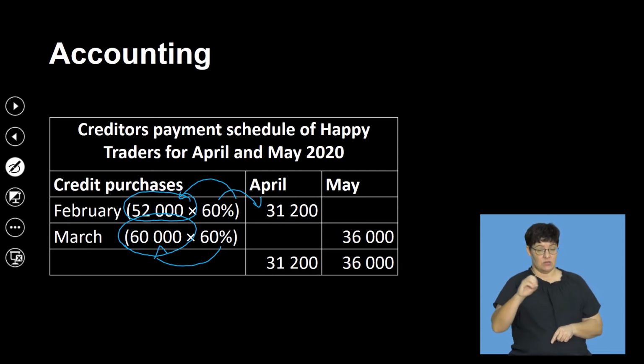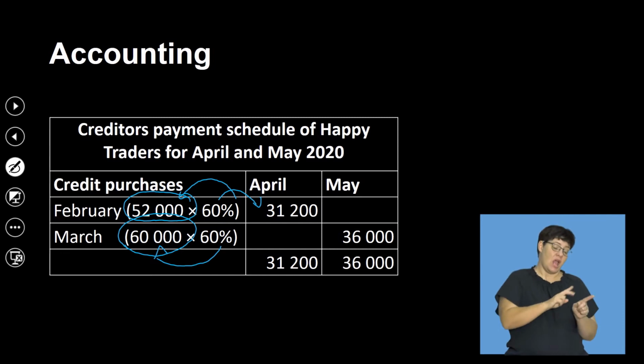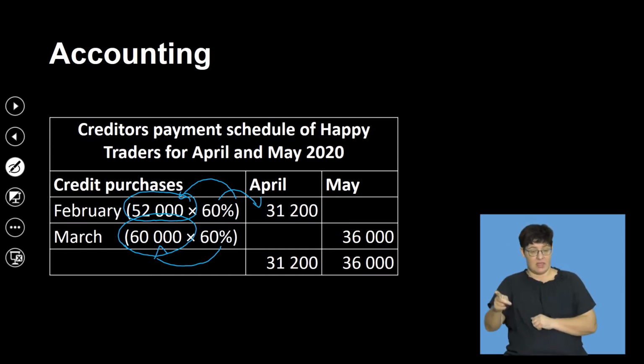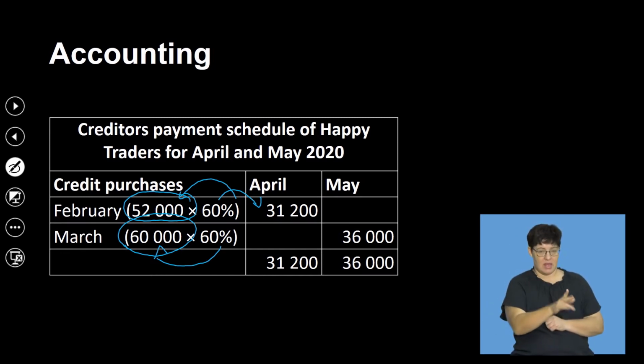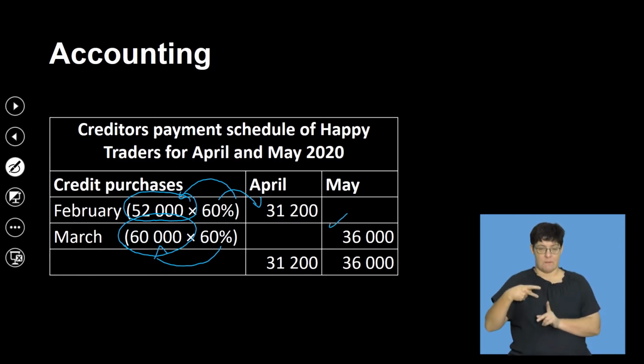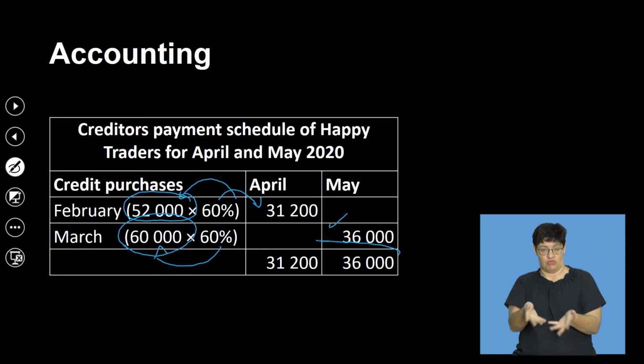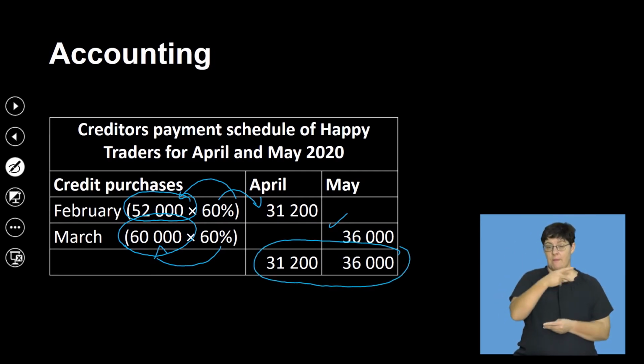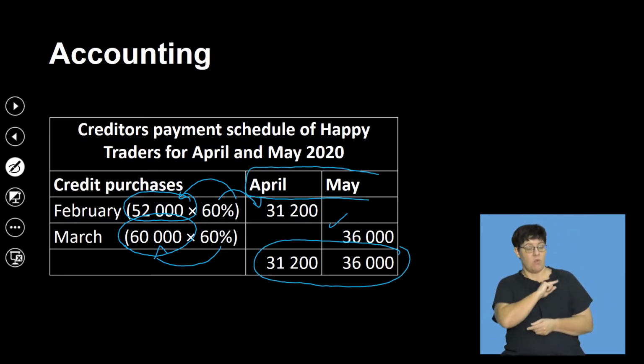When am I paying the creditor? 2 months after the month of purchase. So I purchased in March. I will not pay in April. I'll pay the amount in May. There's my 36,000 that will be paid in May. So my total payments, or my creditors payment schedule, looks like this. This is the total payments that I will have to make for my budgeted period of April and May.